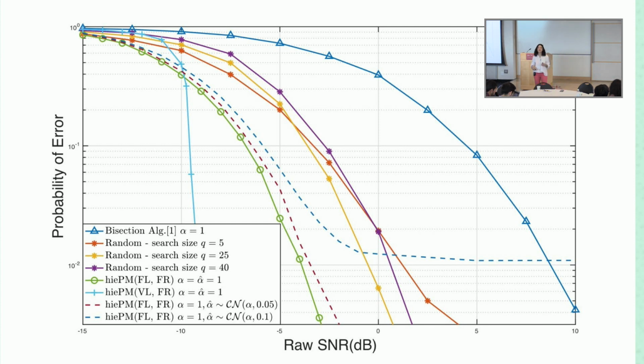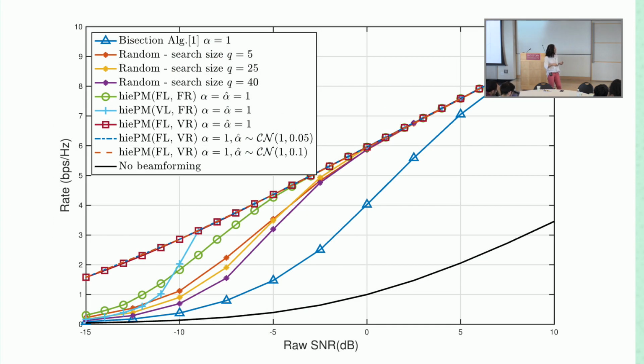So what we do is we approximate the fading with some Gaussian measurements. If the error is too large, then you get a floor. So these are sort of the algorithm. I have a similar curve for the spectral.